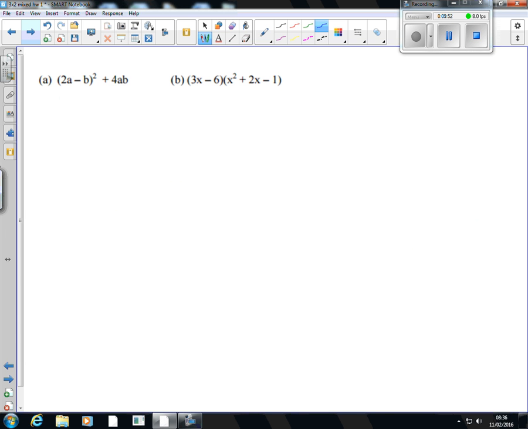Now here, for part A, 2a minus b squared means 2a minus b multiplied by 2a minus b, plus 4ab. When you use your rainbows, that's going to be 4a squared.